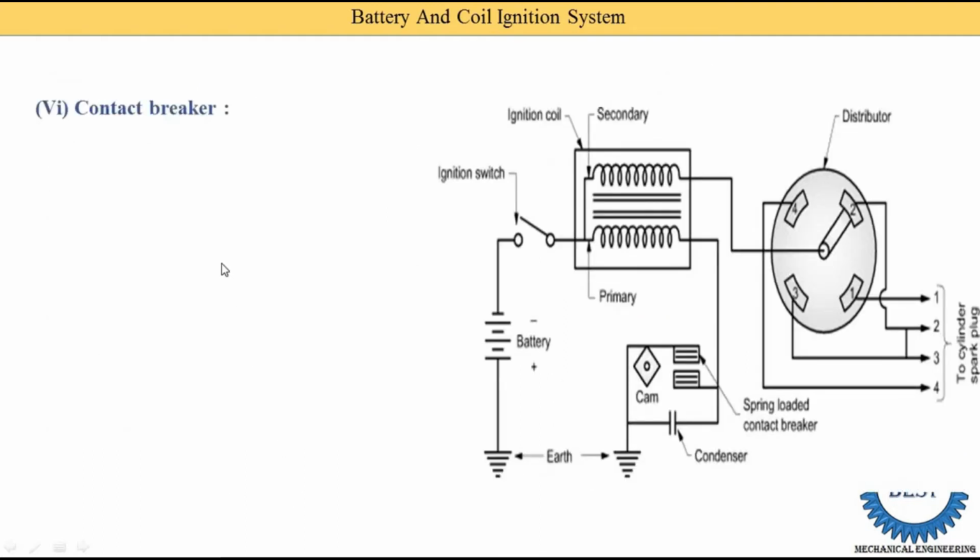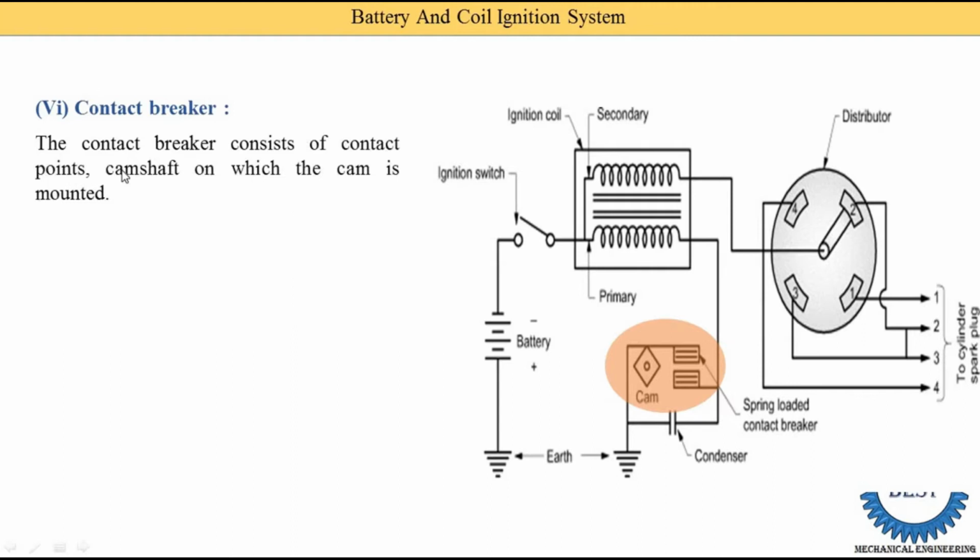Next is the contact breaker. Here you see the contact breaker. As its name suggests, it makes the contact or breaks the contact. The contact breaker consists of the contact points, also known as the contact points, and a camshaft on which the cam is mounted. In the center here is the camshaft, and on this camshaft the cam is mounted.